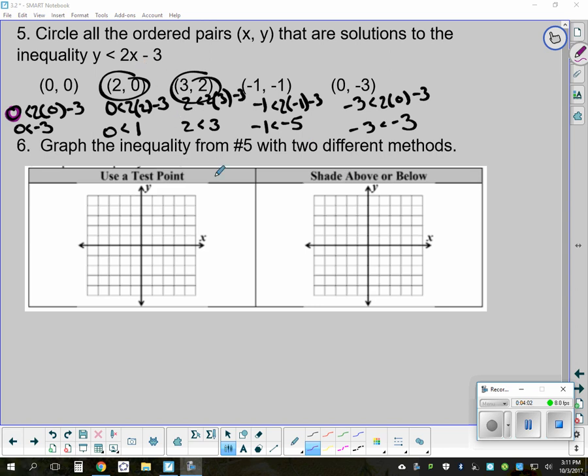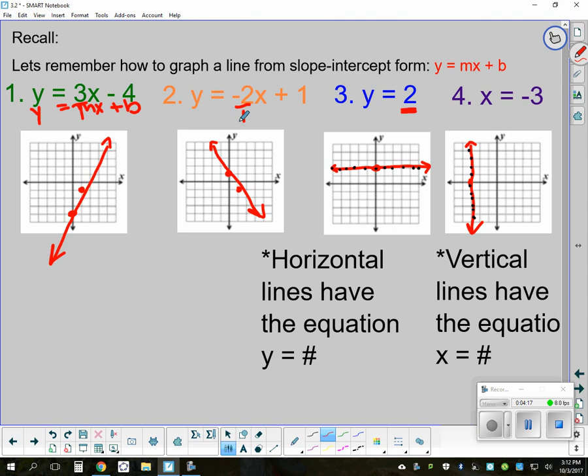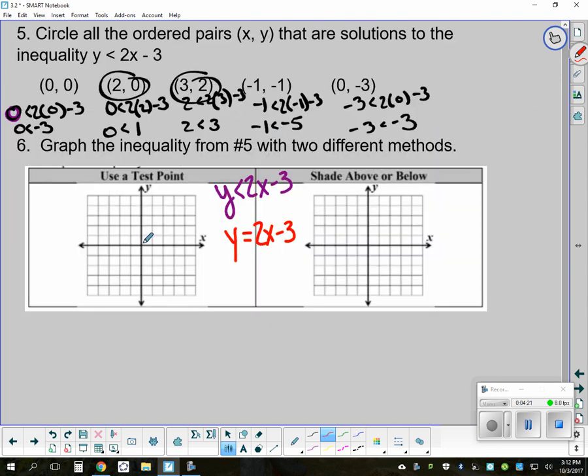y is less than 2x minus 3. We want to graph it. I'm going to show you two different ways to do it. They both start the same way. They both begin by treating it as an equation. So if I'm looking at this as an equation, it's the same way I graphed back here. My first point goes at -3 on my y-axis.